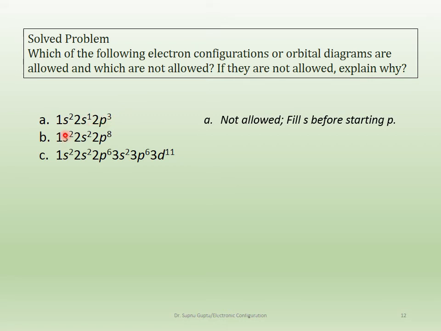For the next one, we have 1s2, 2s2, fine, fine. But then when we get to p8, that's not possible because p can have only 6 electrons.